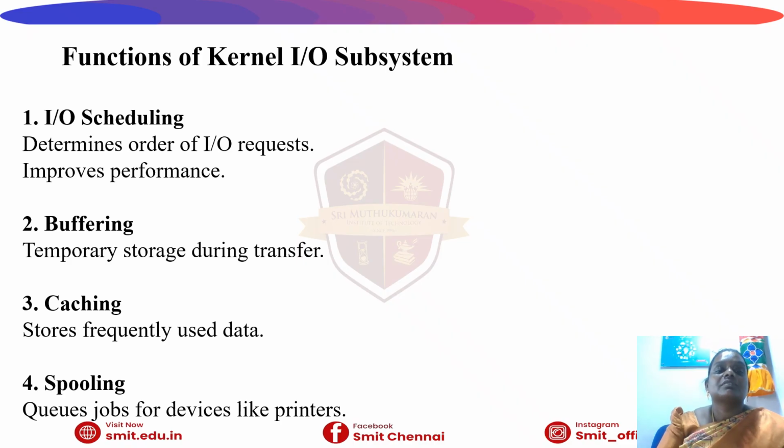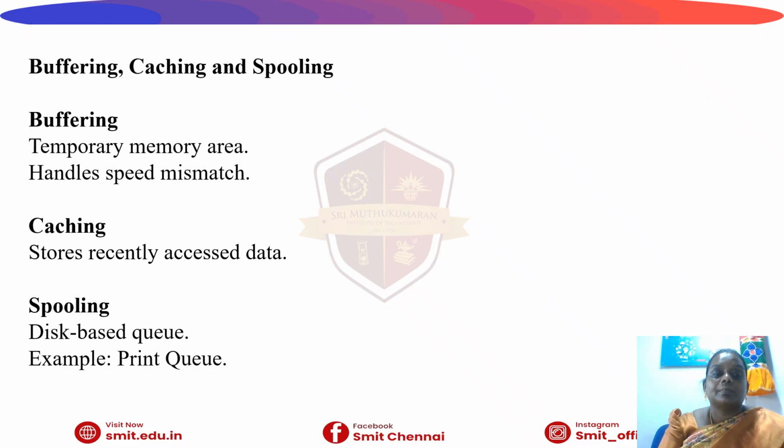The functions of the kernel input-output subsystem: input-output scheduling, which determines the order of input-output requests and improves performance. In buffering, temporary storage is used during transfer, and in caching, frequently used data is stored. And in spooling, jobs are queued for devices like printers.